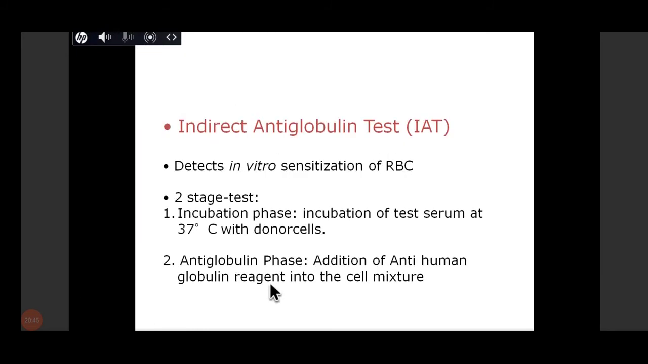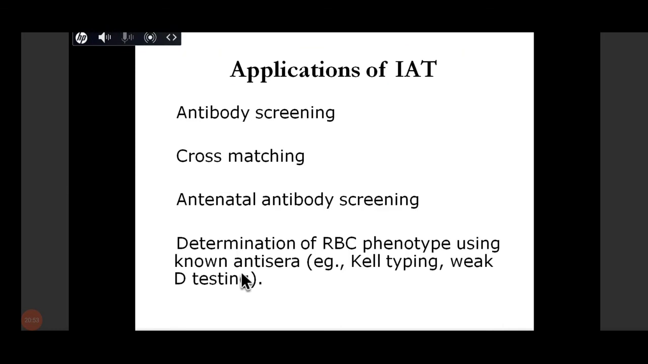Coming to the indirect Coombs test, this is when you have to test the serum for the presence of the antibody. This also I'll not go much into because it has been done. The applications are antibody screening, cross matching, antenatal antibody screening, and determination of RBC phenotype using known antisera. This is the application of the indirect Coombs test, or anti-human globulin test. So the Coombs test is also a component of your transfusion medicine.